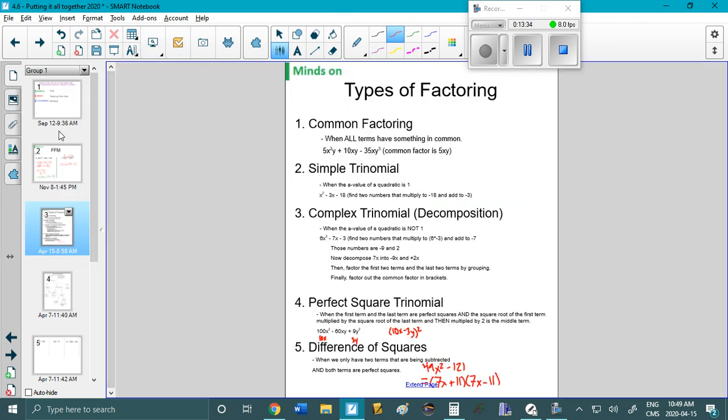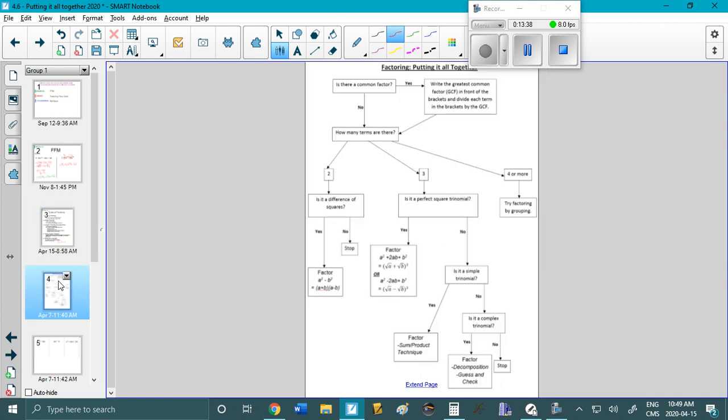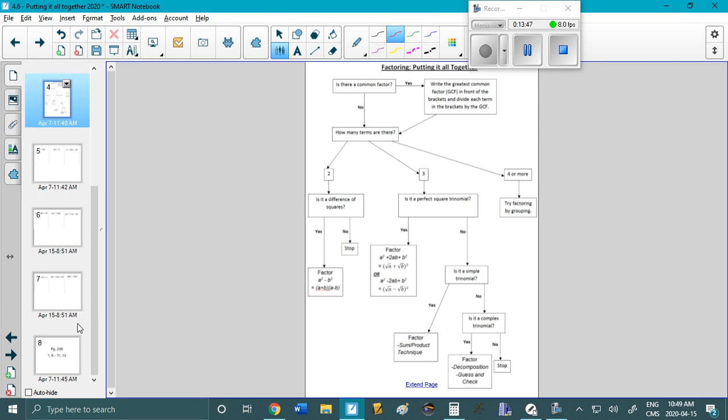Okay, so there is sort of a recap of factoring. And then in your handout, I've given you a whole big flow chart of factoring. This might confuse some of you. For some of you, it might be helpful. It'll be a good thing to have on hand when you do your assessment next week.